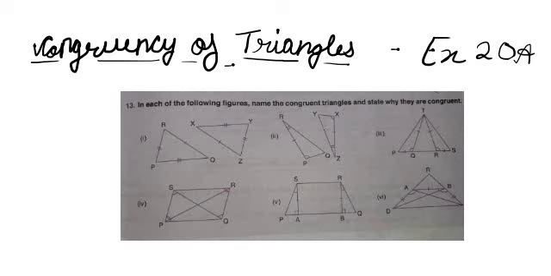In this video, we are going to solve ICSE Mathematics Class 7 Chapter 20 Congruency of Triangles Exercise 20A question number 13. And what does this have to say? In each of the following figures, name the congruent triangles and state why they are congruent, right? So we have to name the congruent triangles and we also have to state why these triangles are congruent, right? So it's going to be quite simple.